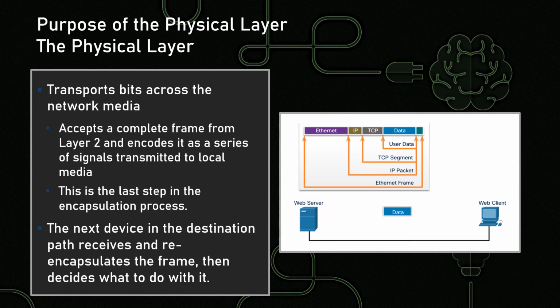Once the data is transmitted, the next device in the path, the next hop, if we're talking about IPv6, is going to receive that frame, basically peel off the layer 2 header in order to read it, and then re-encapsulate it, and then decide what to do with it in terms of routing or other transmission.